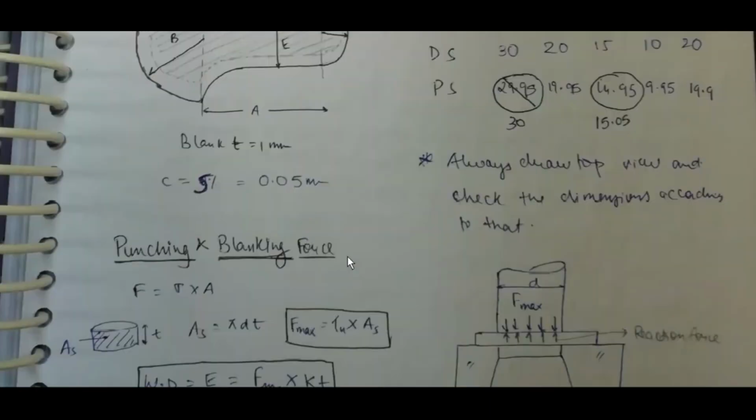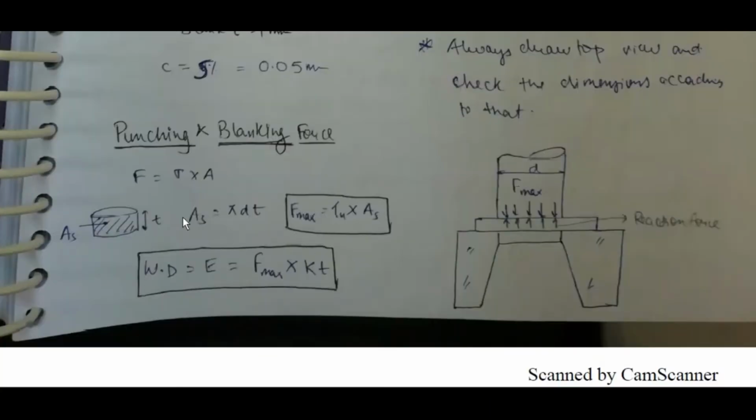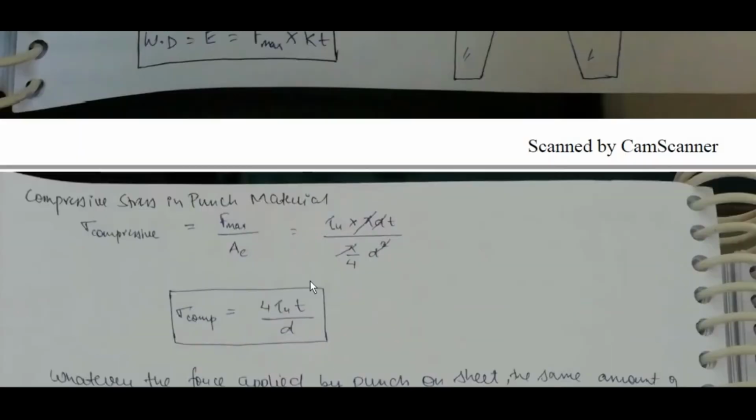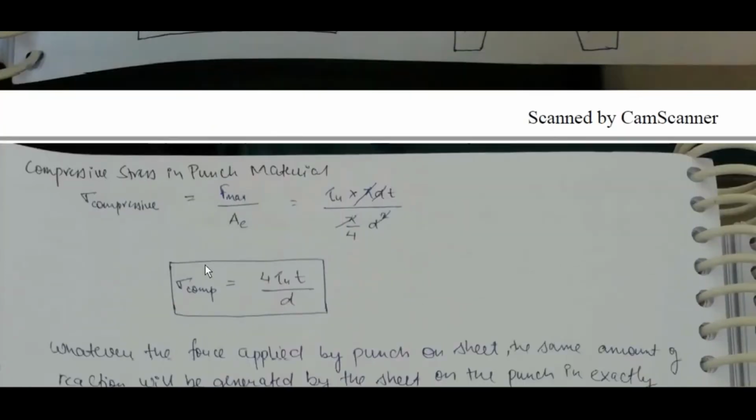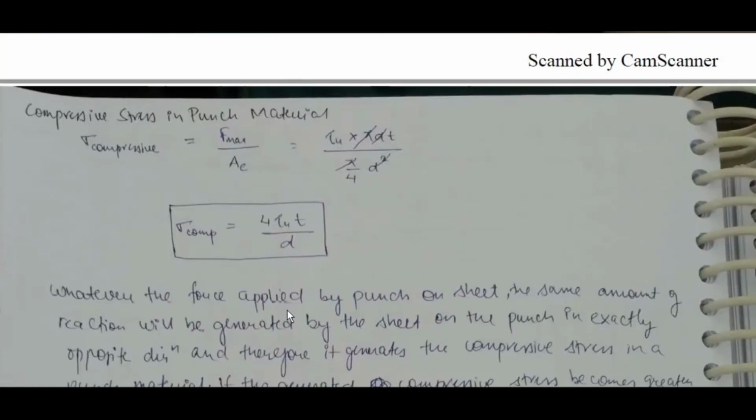Punching and blanking force: F is equal to sigma into A, AS is equal to pi dt, F max is equal to tau u into AS. Work done E is equal to F max into KT. Compressive stress in punch material: sigma compression is equal to F max by AC, which is tau u into pi dt by pi by 4 d squared. So sigma compression is equal to 4 tau u T by d.